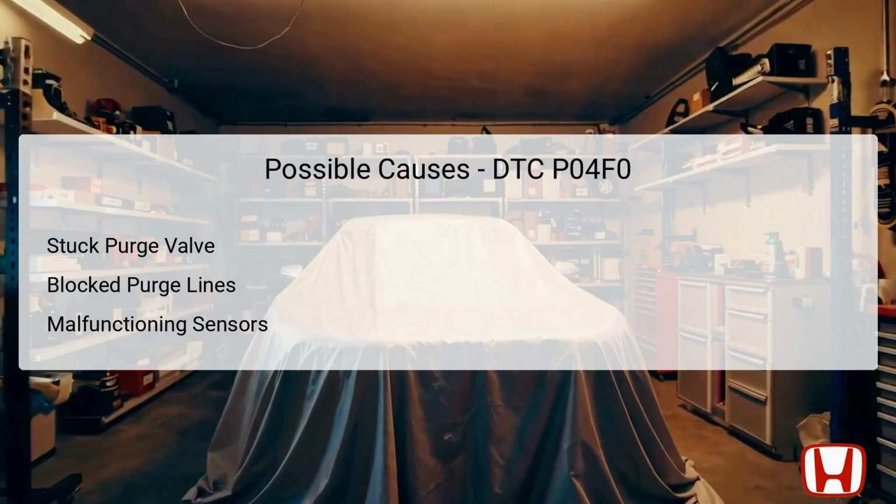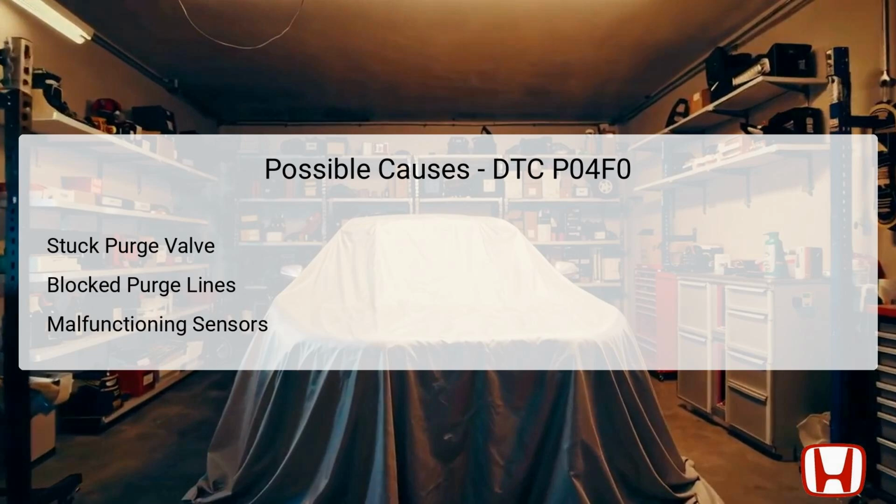Several potential causes could trigger DTC P04F0. A stuck or malfunctioning evaporative emission canister purge valve is a leading suspect, as it may fail to open or close correctly, leading to improper purge flow. Blockages in the purge lines, including purge tube B and D, might interfere with the vapor transfer, causing the PCM to recognize a flow issue.